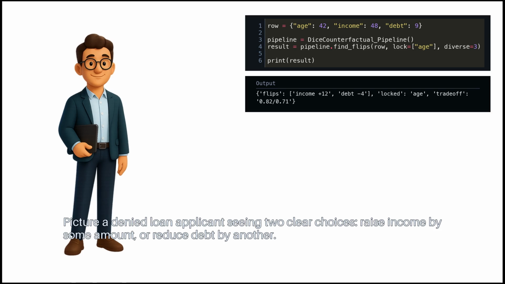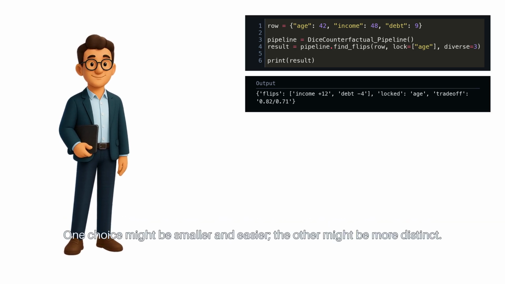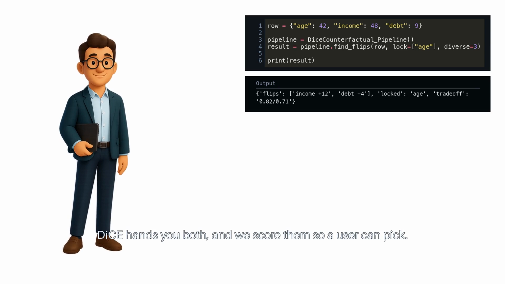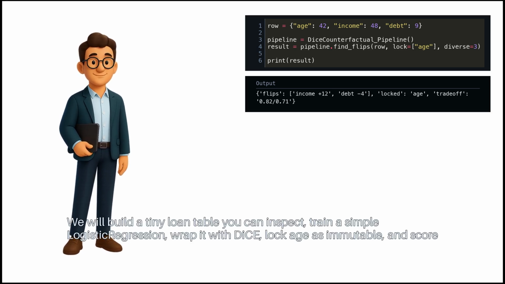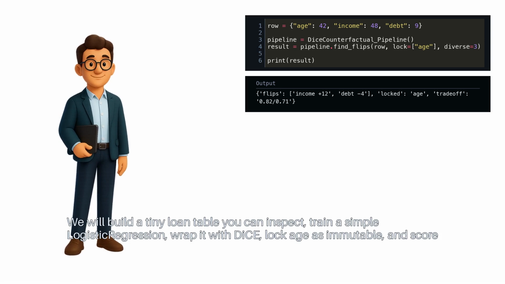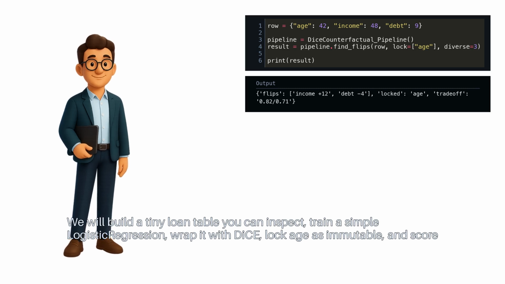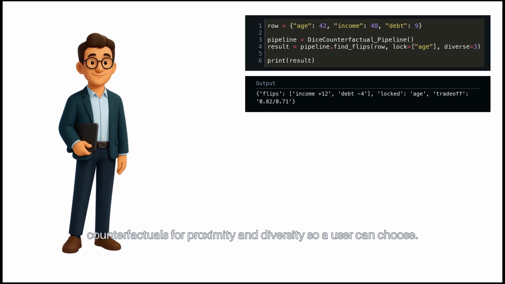Picture a denied loan applicant seeing two clear choices: raise income by some amount or reduce debt by another. One choice might be smaller and easier. The other might be more distinct. DiCE hands you both, and we score them so a user can pick. We will build a tiny loan table you can inspect, train a simple logistic regression, wrap it with DiCE, lock age as immutable, and score counterfactuals for proximity and diversity so a user can choose.